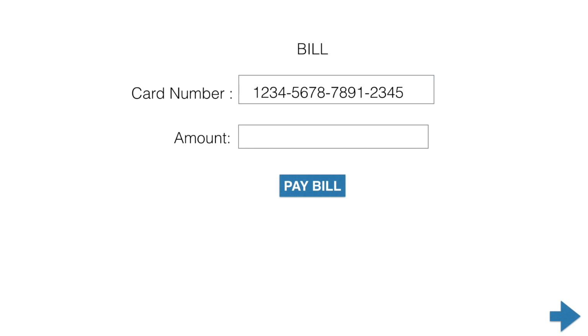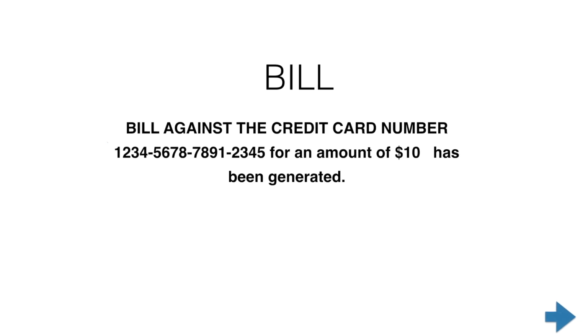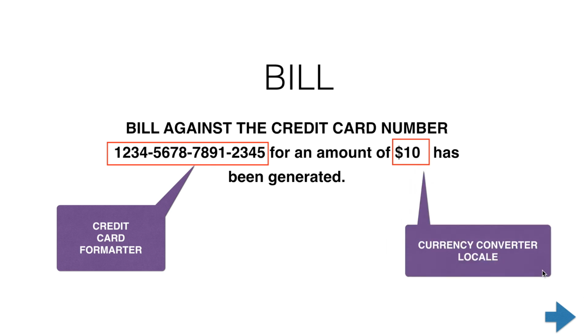Here is another example. The user will enter the credit card number and the amount, let's say he has entered 10 USD, and he clicks on pay bill. This is the format in which he will see the message in the next form or the submission form. So this is screen number 2. Cool, so you have to write two different formatters here. The first will be the credit card formatter, and the next will be the currency formatter.